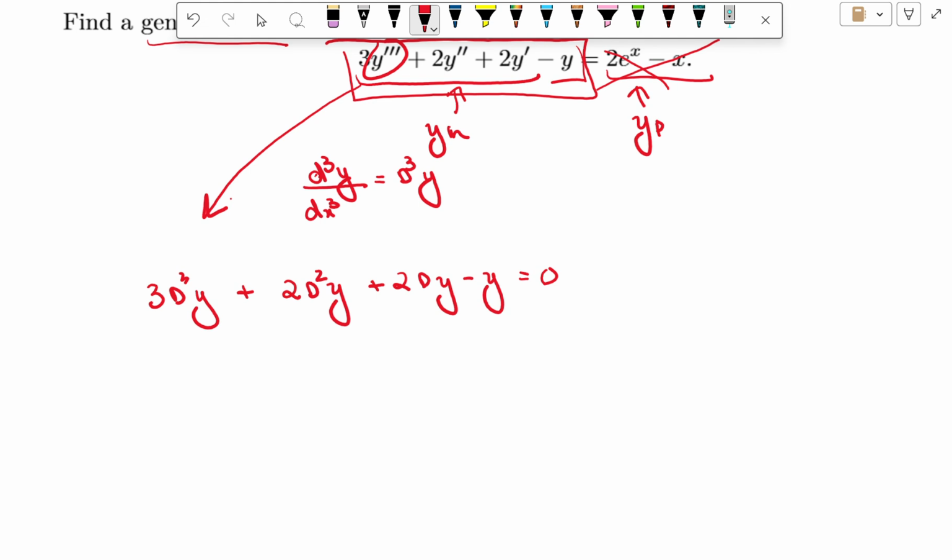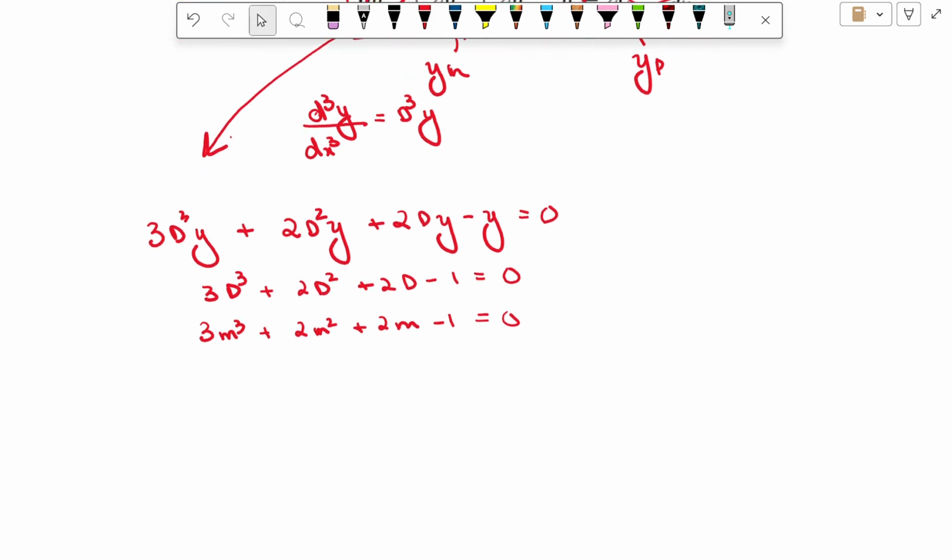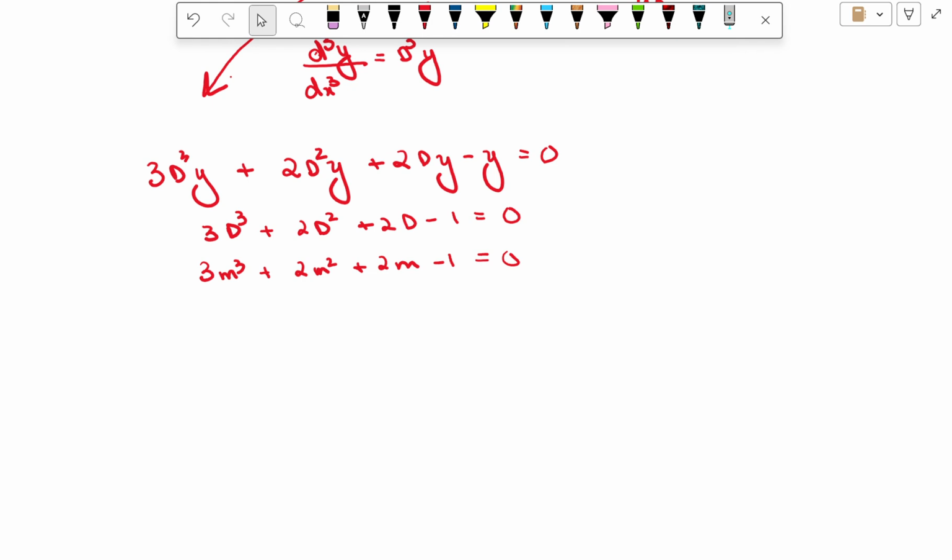Okay. And then all we do is take y common. That just gives us 3d cube plus 2d square plus 2d minus 1 equals 0. And then we are replacing d by m: 3m cubed plus 2m squared plus 2m minus 1 equals 0. Now that we have our equation, we just need to find the roots. It will take a while to find the roots. You might try with 1, but we already know 1 is not going to work. Minus 1 is not working.